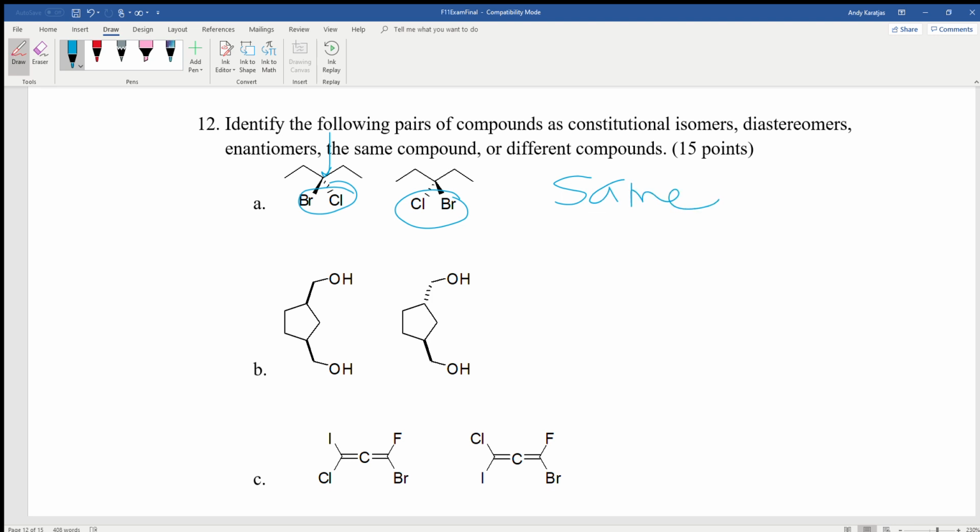In part B, one of our stereocenters has remained the same, but our second stereocenter has been reversed. So overall in this molecule, we have two chiral centers. One has stayed the same, one has been inverted, and that makes these diastereomers.